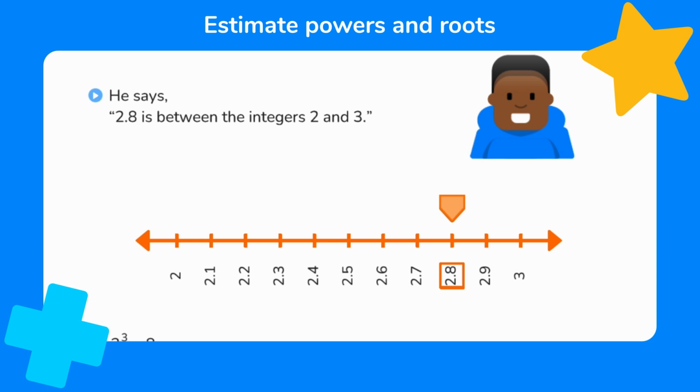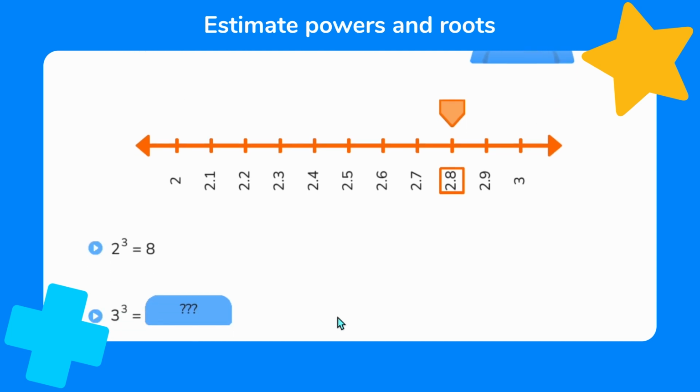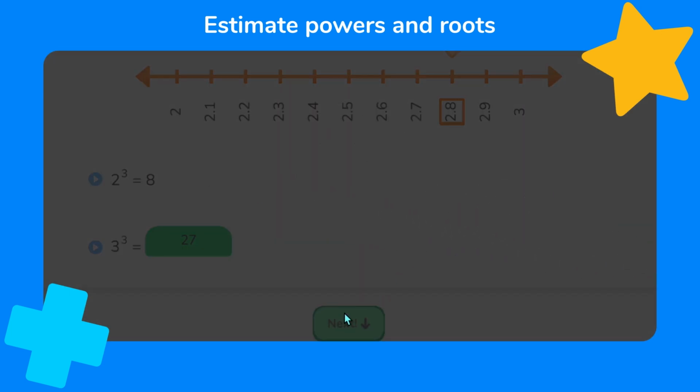Let's have a look at some facts. 2 cubed is 8. 3 cubed is, we've got some options here, 9, 27 or 6. Well, we know that 3 cubed means 3 times 3 times 3, and we know that 3 times 3 is 9 and 9 times 3 is 27, so the answer must be 27. Great stuff.